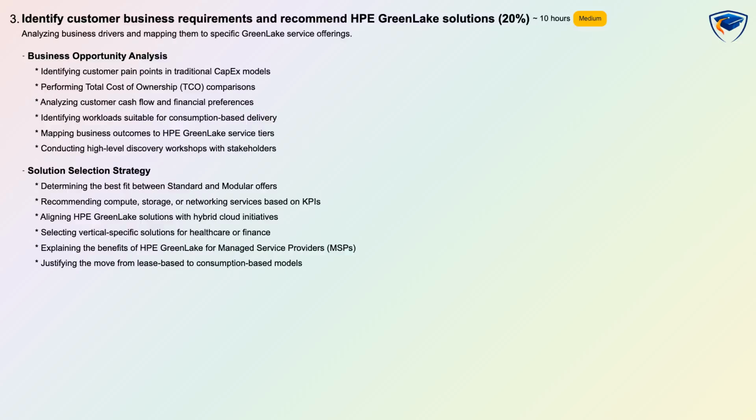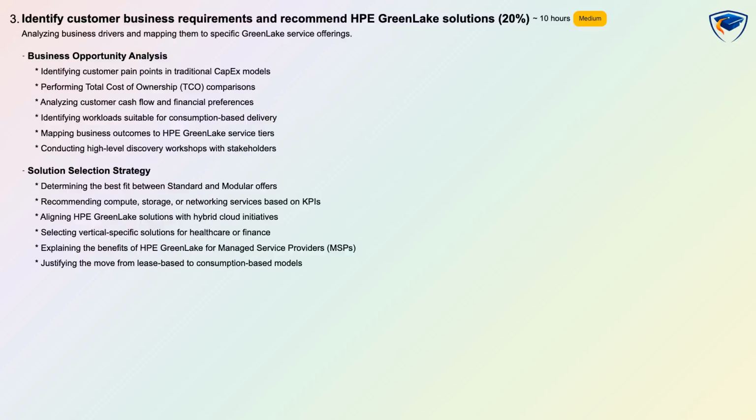Identify customer business requirements and recommend HPE GreenLake Solutions is 20% of the exam, rated medium, with an estimated 10 hours of study and a mix of conceptual and scenario-based assessment. You will learn to conduct business opportunity analysis by identifying pain points in CAPEX models, performing high-level TCO comparisons, and analyzing customer cash flow and financial preferences.